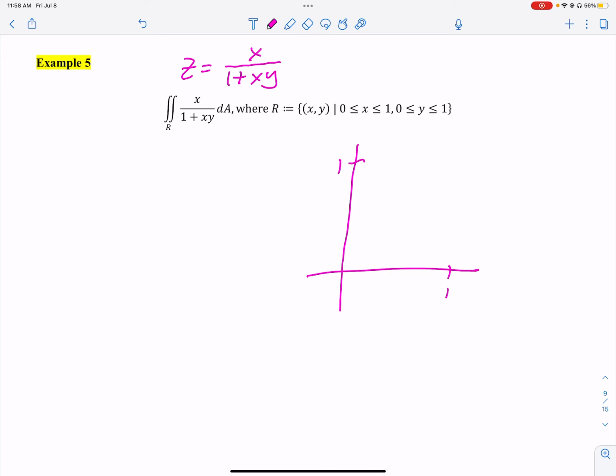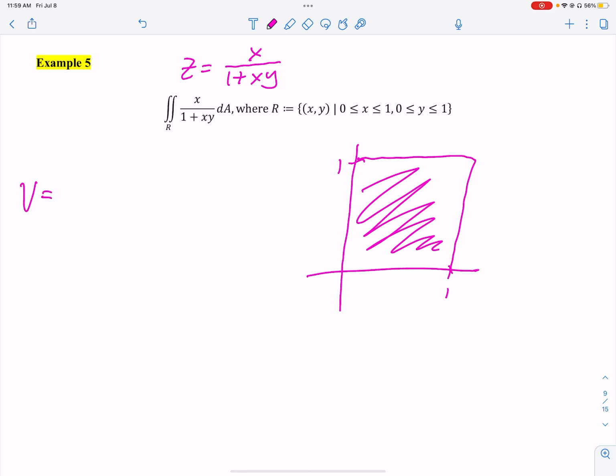So we are just talking about literally the rectangle right here. We want the surface defined on that rectangle, 0 to 1, any point in there, and we're trying to find the volume above that. All right, so the volume is the integral.